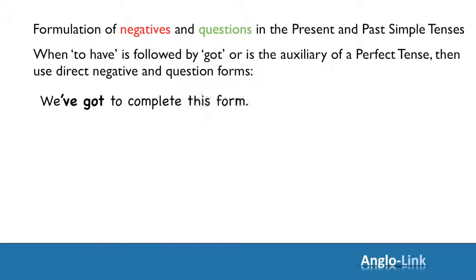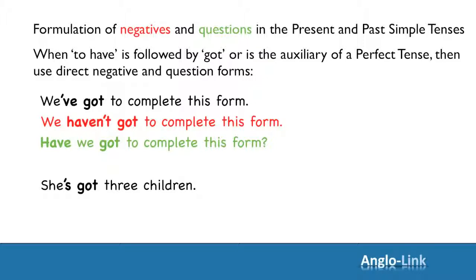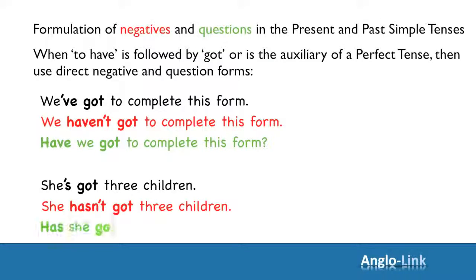For example, we've got to complete this form. Negative. We haven't got to complete this form. And question. Have we got to complete this form? Another example. She's got 3 children. Negative. She hasn't got 3 children. And question. Has she got 3 children?